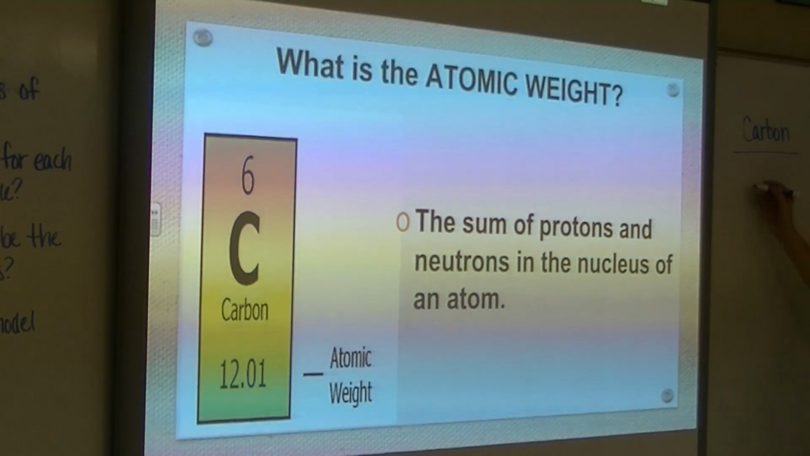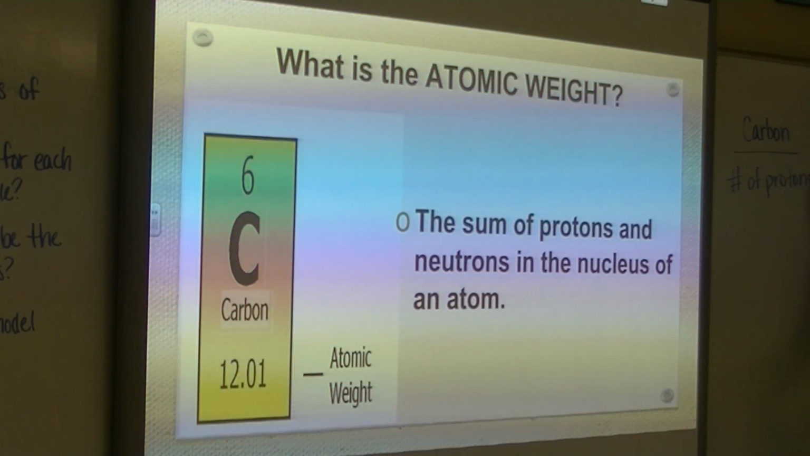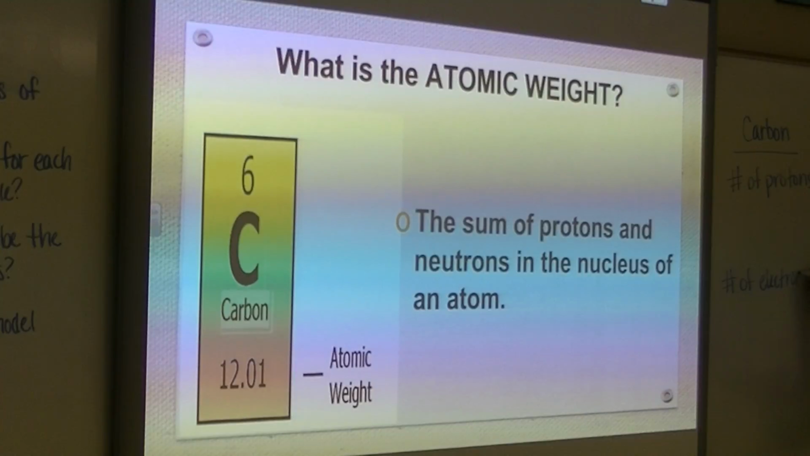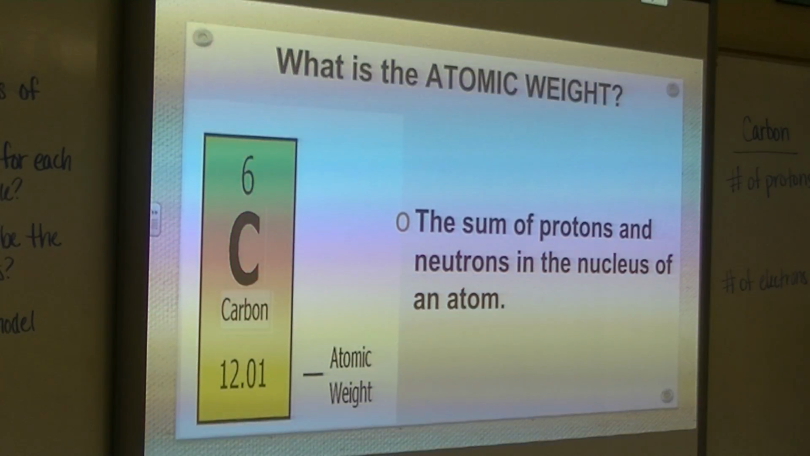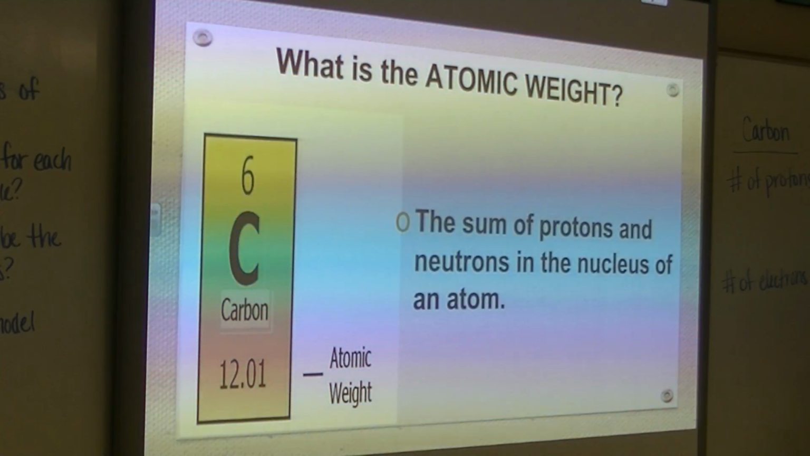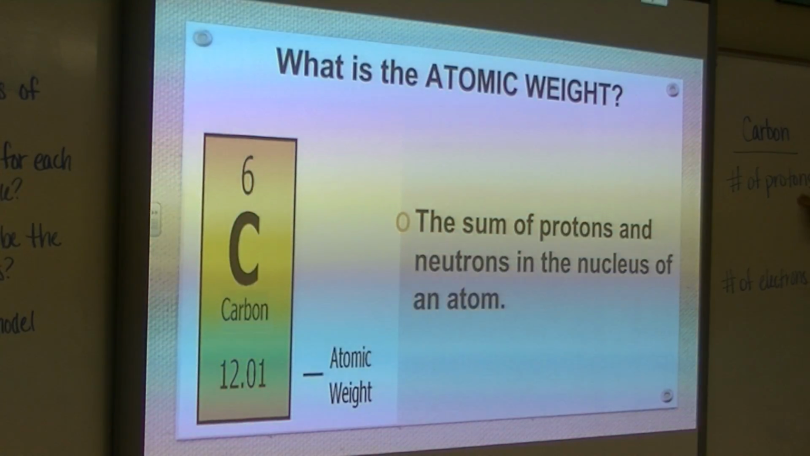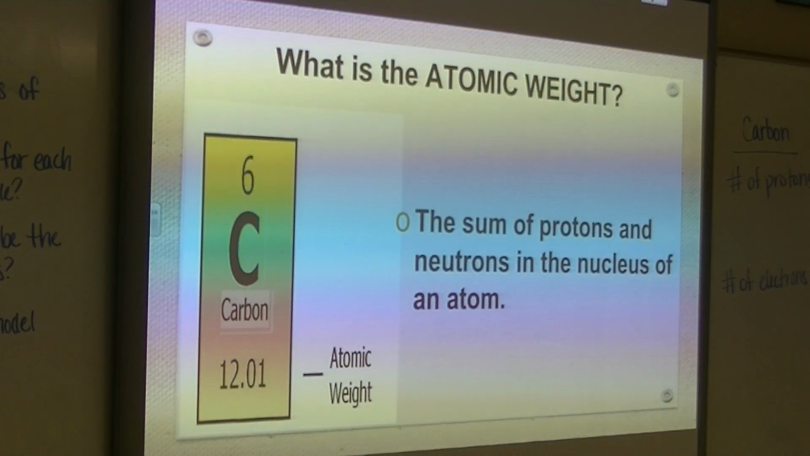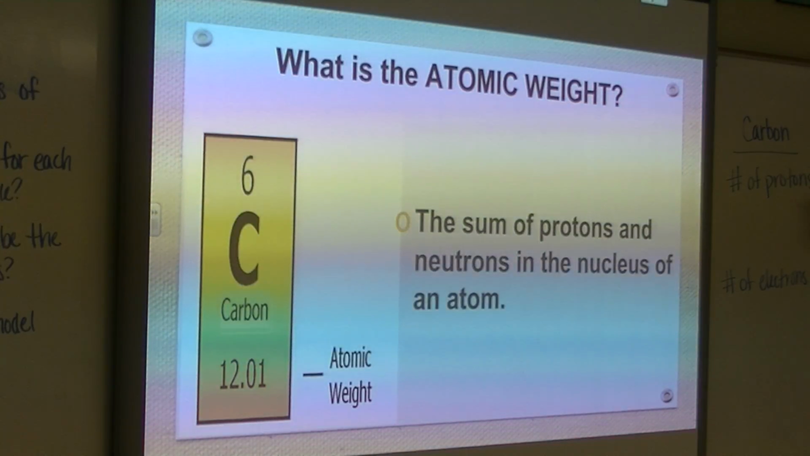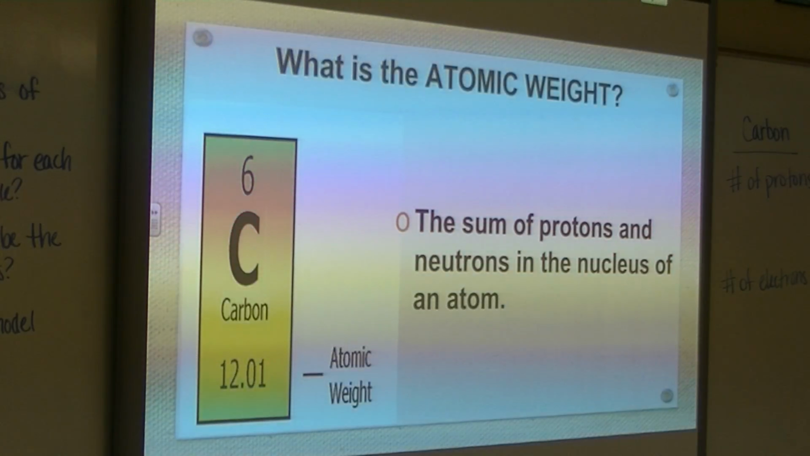Now, we know that the number of protons and the number of electrons is equal to our atomic number, right? So how many protons does carbon have? What's the atomic number? Yep, great, 6. The atomic number is equal to the number of protons and the number of electrons. So if we have 6 protons, how many electrons do we have? 6. Okay? So the number of protons and the number of electrons is equal to the atomic number. Okay?